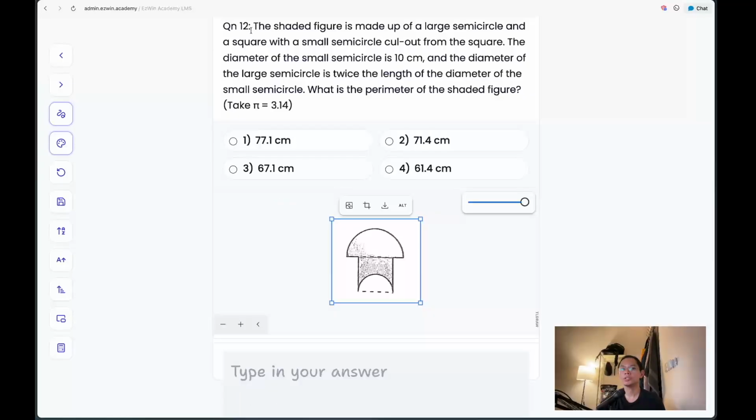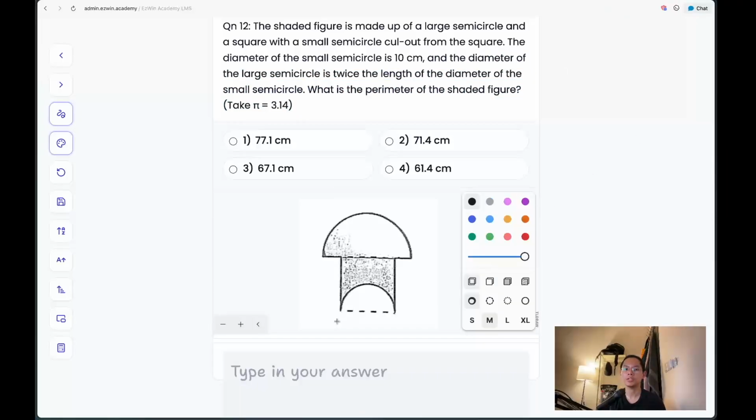number 4. Question 12: the shaded figure is made up of a large semicircle and a square with a small semicircle cut out from the square. The diameter of the small semicircle is 10 centimeters, and the diameter of the large semicircle is twice the length of the diameter of the small semicircle. What is the perimeter of the shaded figure?